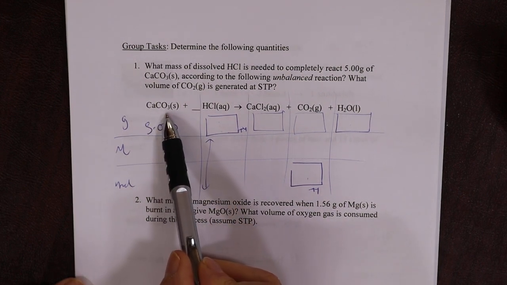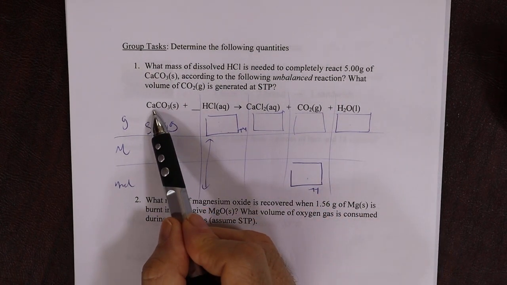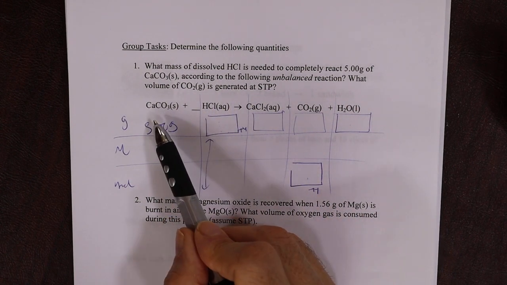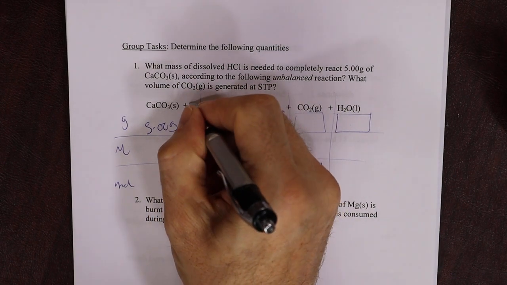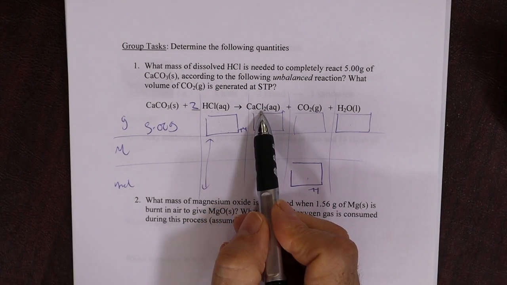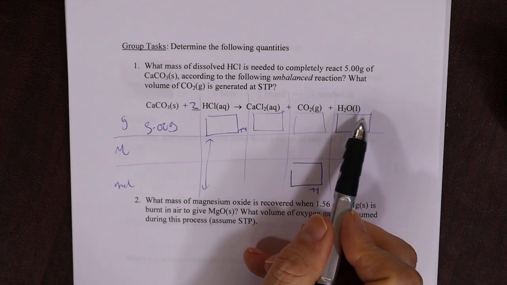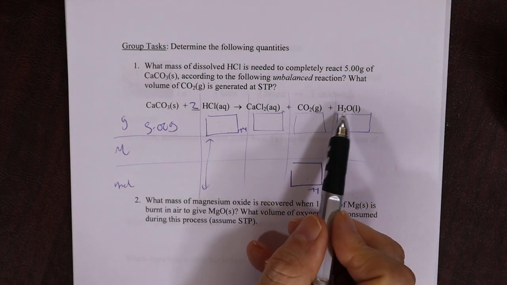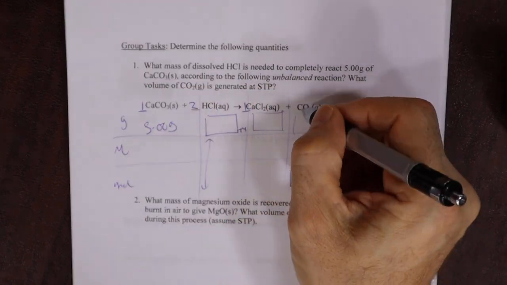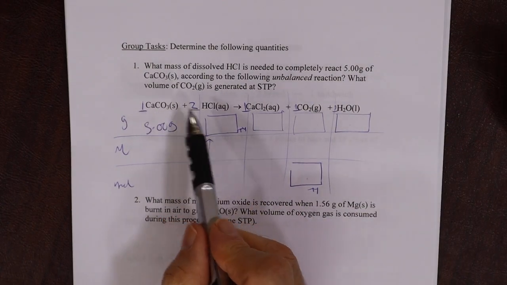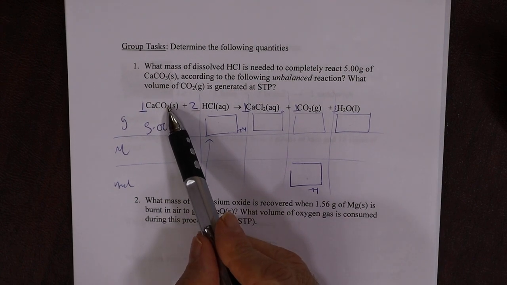So first step is to write a balanced chemical equation, okay? If you can see here, 1 calcium, 1 calcium, 1 hydrogen, 2 hydrogens, 2 chlorines, 2 chlorines, 1 calcium, 1 calcium, 1 carbon, 1 carbon, 3 and... sorry, 2 and 1 makes 3. It's balanced. So it's actually pretty easy to balance. 1 reacts with 2 to make 1, 1 and 1. Fair enough. Okay, so first step complete, balance the equation.